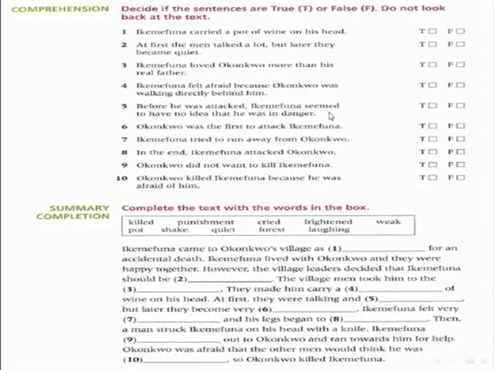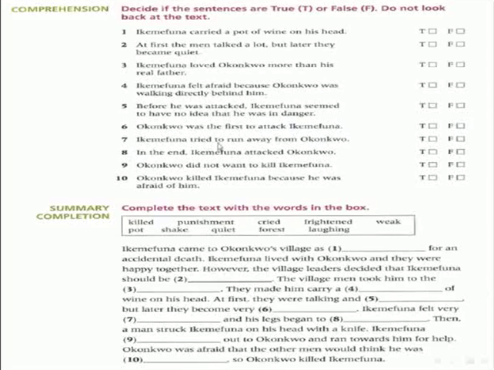5. Before he was attacked, Ikemefuna seemed to have no idea that he was in danger before they attacked him. False. 6. Okonkwo was the first to attack Ikemefuna. No, he wasn't the first. False.